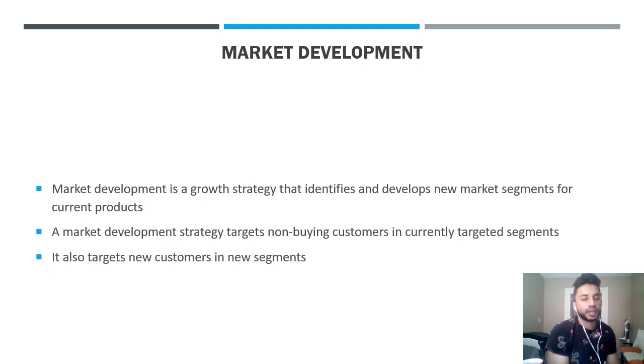Market development is a growth strategy and identifies and develops new market segments for current products. So market development strategy targets non-buying customers in a currently targeted segment. It also targets new customers in new segments.